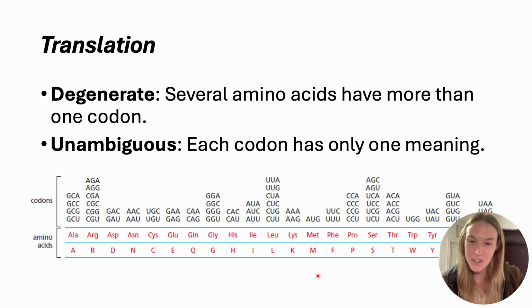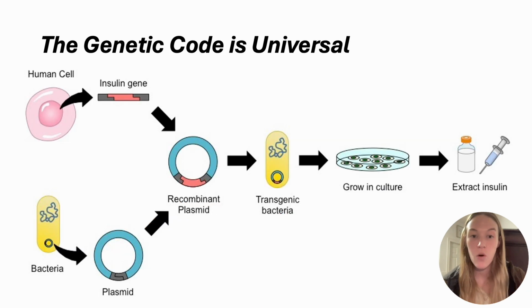Again, if we have 3 different slots to put 4 different types of bases, that's going to be 4 to the 3rd, which is 64 different potential codons. So we say that the genetic code is redundant because we have so many extra codons to fill 20 amino acids. We also say that the genetic code is universal.